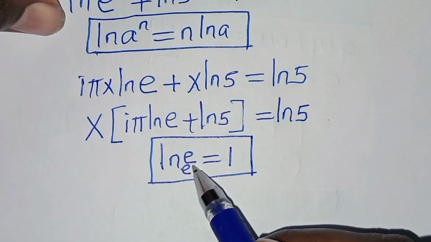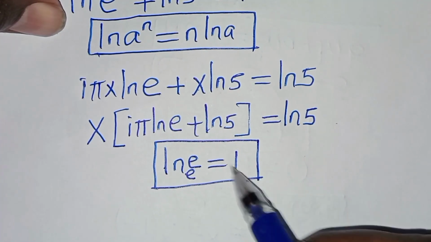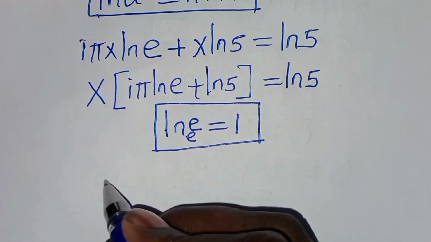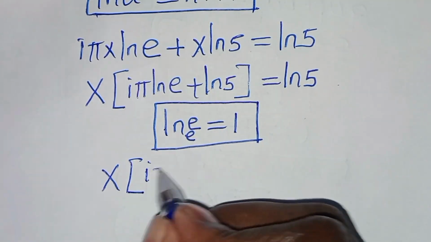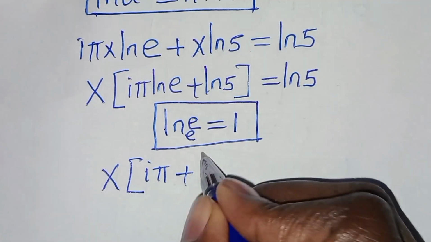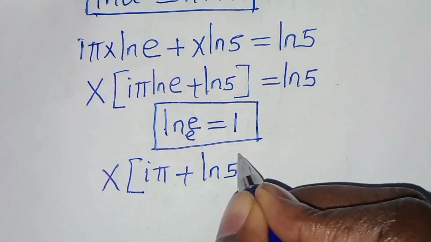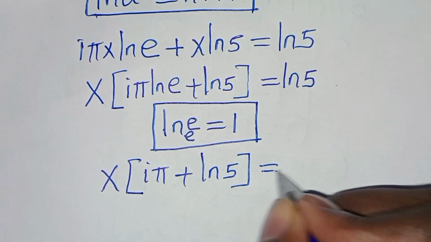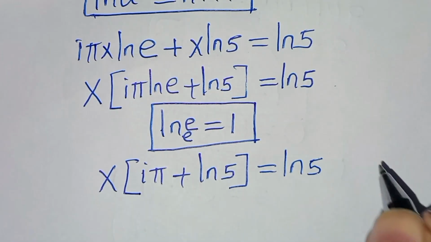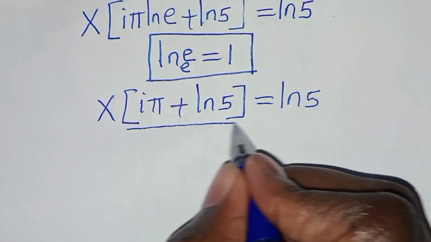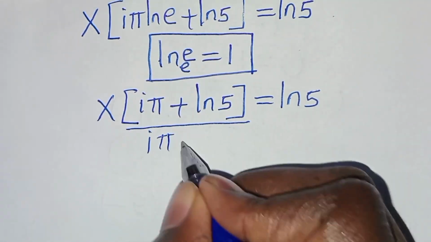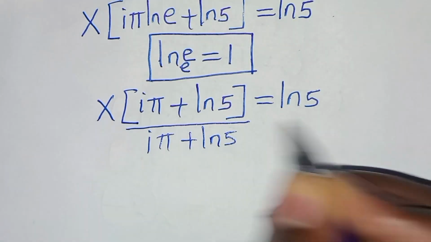Now, ln of a to base a, this is the same thing as 1. So here we have x into the parentheses, this is i pi plus ln of 5, close the parentheses. This is equal to ln of 5. So the next step from here, let's divide both sides by i pi plus ln of 5.